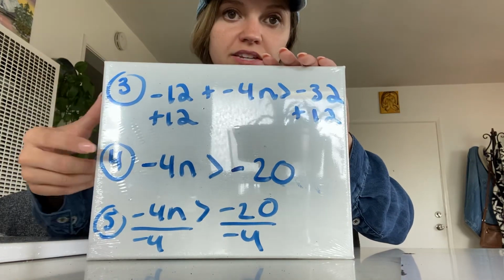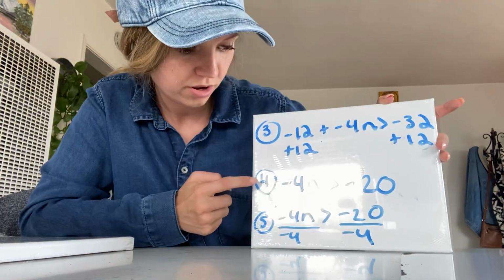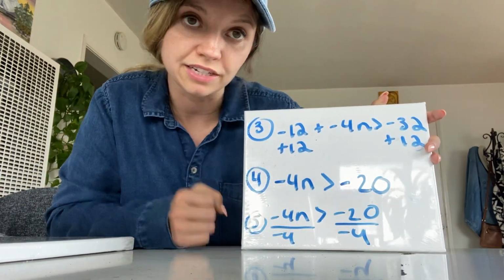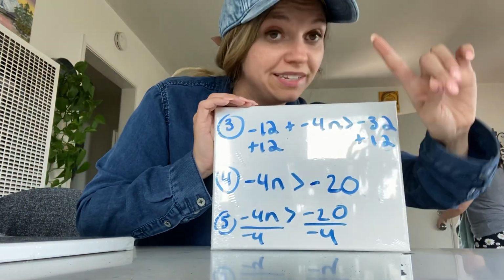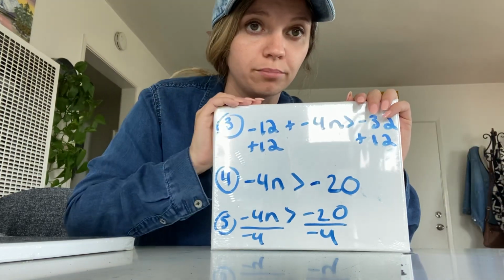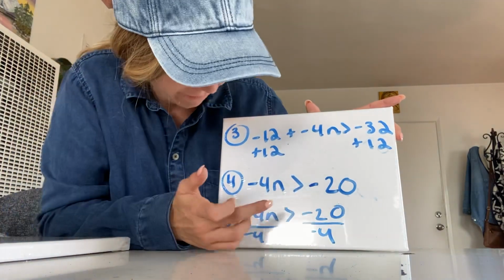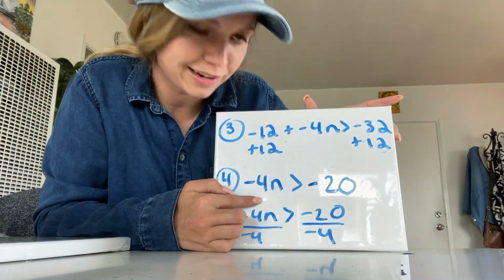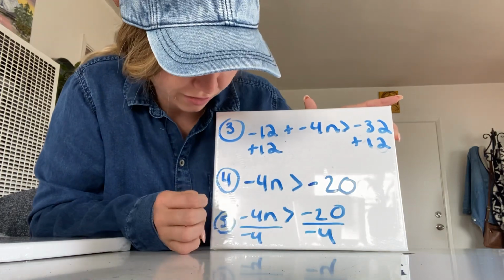Okay, next, step 4. Once we added +12 to both sides, we ended up with -4n > -20. This sign stayed the same direction. It did not have to flip because we did not multiply or divide by a negative. We did add a negative, that's fine, but that doesn't mean you flip the inequality symbol. Okay, now, step 5. Now you need to get rid of this clingy coefficient. It's in the way of n being isolated. N's got to be on its own, so we got to get rid of this -4.